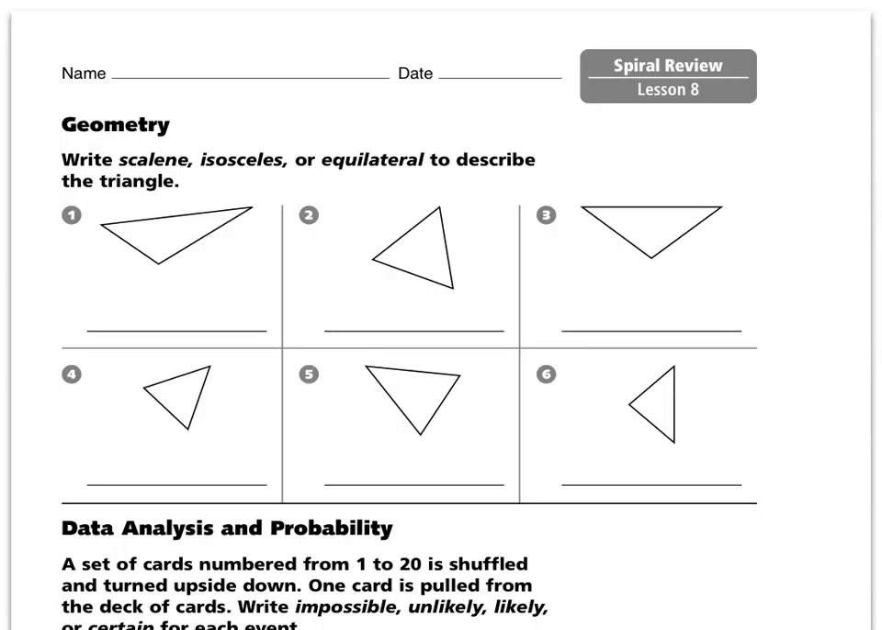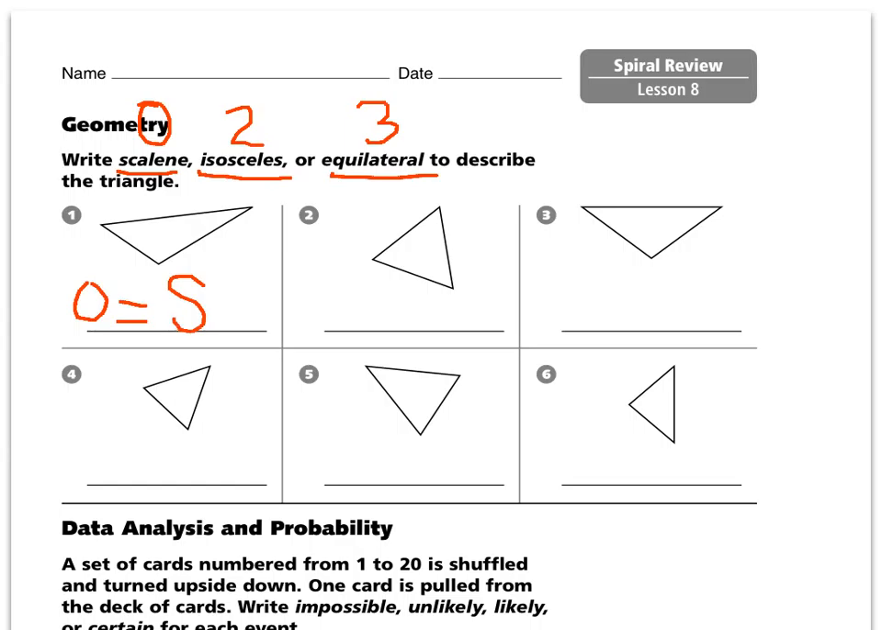Let's look at Chapter 10, Lesson 8, Review. Write scalene, isosceles, or equilateral to describe the triangle. I know that scalene will have 0 sides that are the same, isosceles will have 2, and equilateral will have 3. Looking at 1, it has 0 sides that are the same, so that equals a scalene.